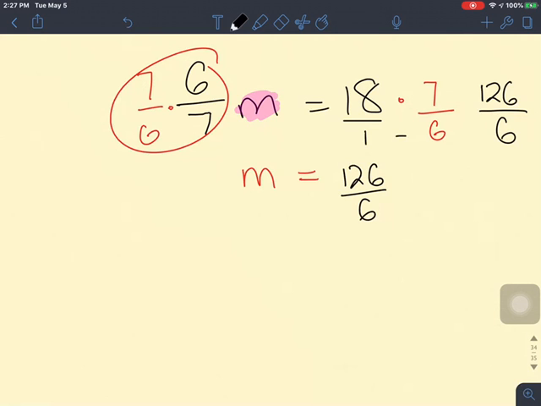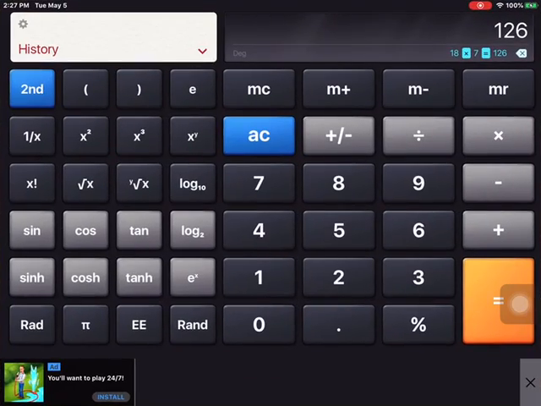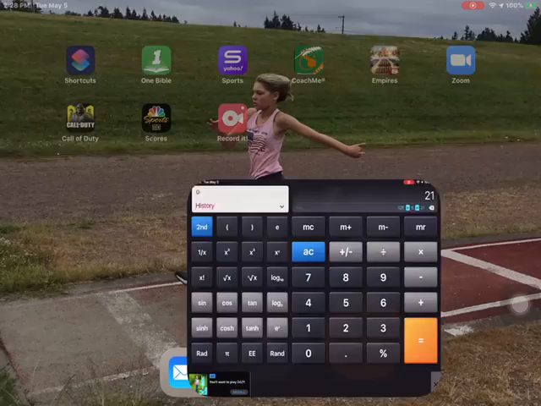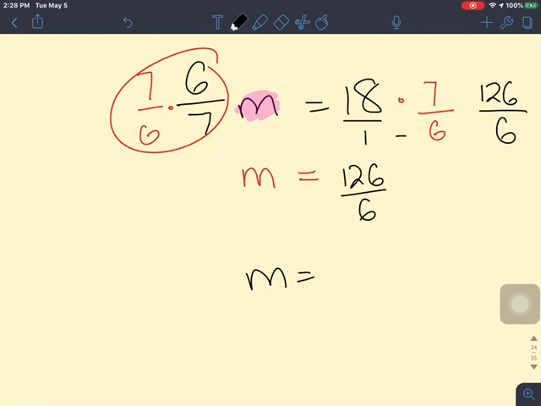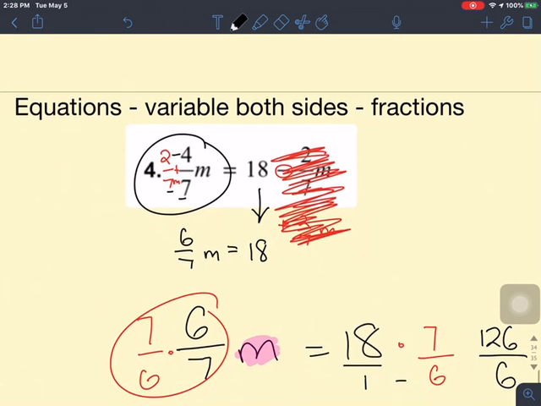So m is 126/6. And some of you might be saying, oh okay, we're done. Anytime you can simplify it, do so. That's kind of the general rule. 126 over 6 means 126 divided by 6. Since we already have that in our calculator, we hit divided by 6, and we get 21. m equals 21. Look at that.